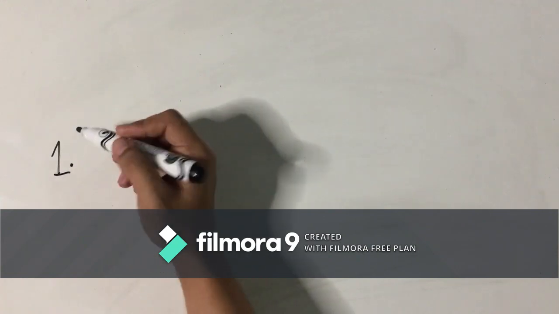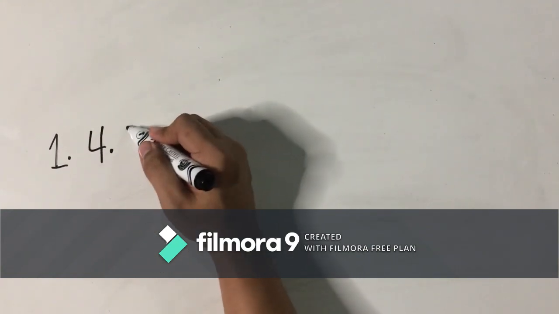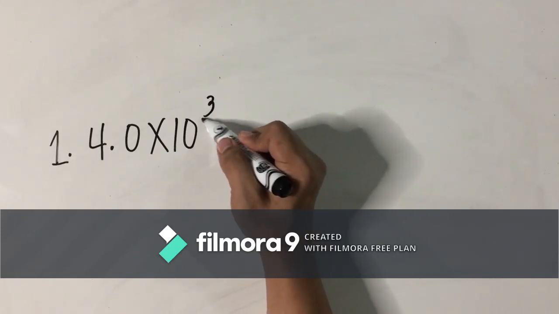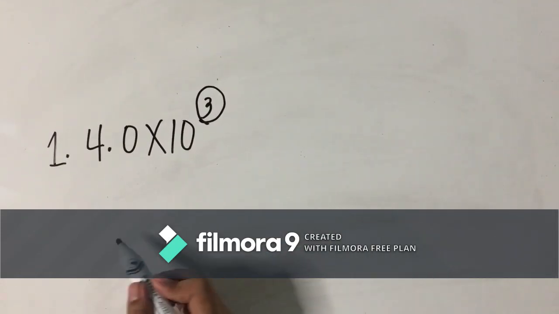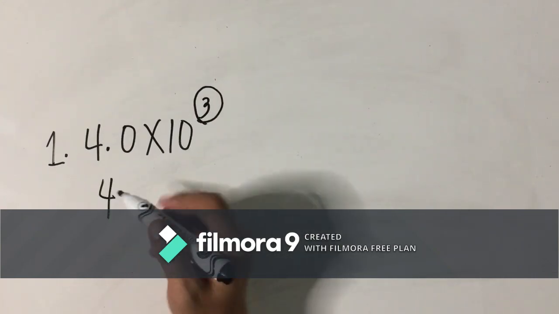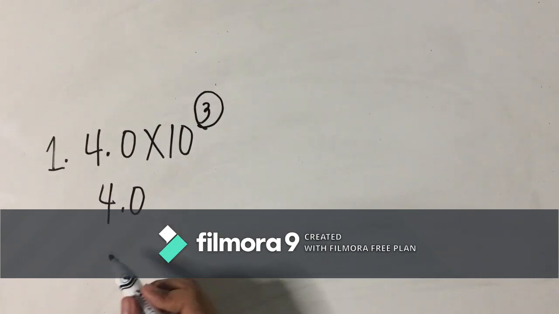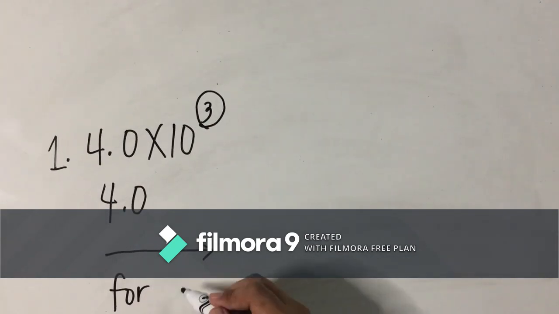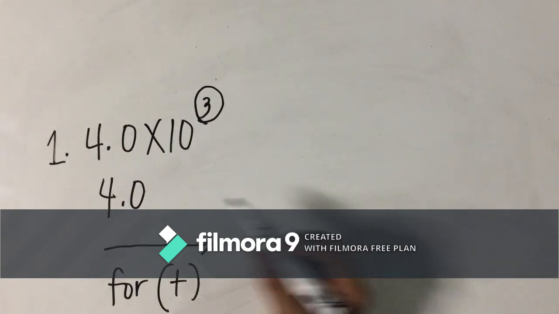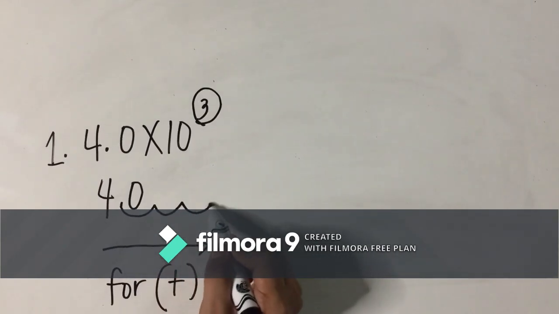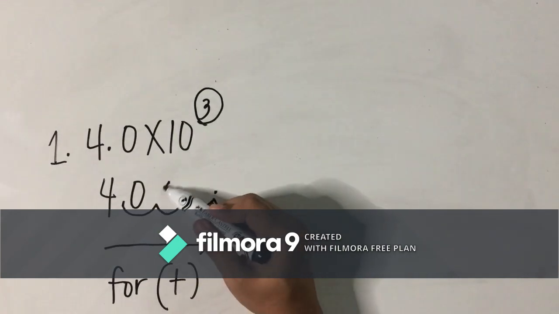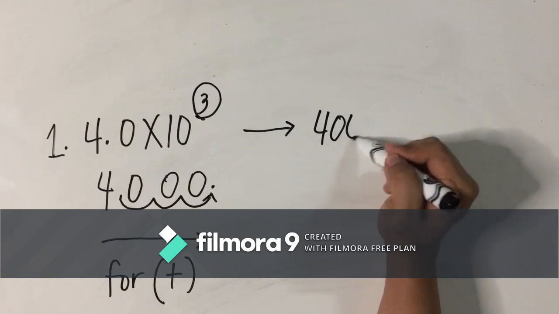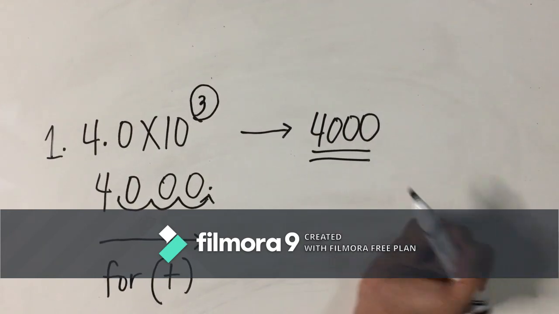Now, let's have an example. Number one, we have 4.0 times 10 raised to positive 3. So the exponent is in positive value. So we have to move the decimal point, having that kind of movement, which is 3, from left going to right, the other way around. So 1, 2, 3. So that's the position now of your decimal point. Let's put zeros for those spaces. So we have 4,000 as the expanded form.